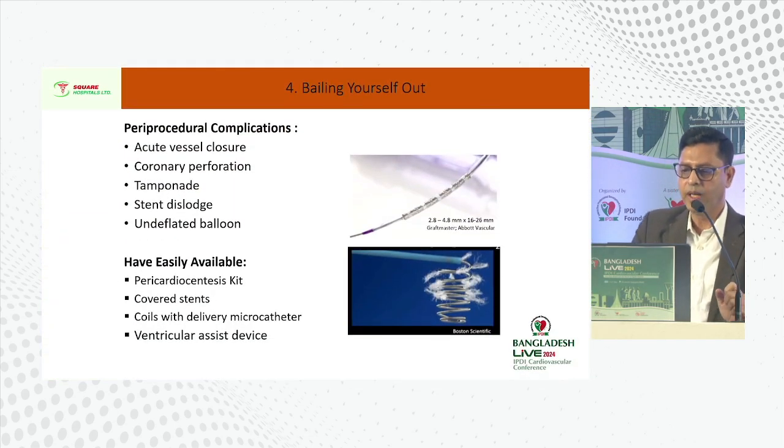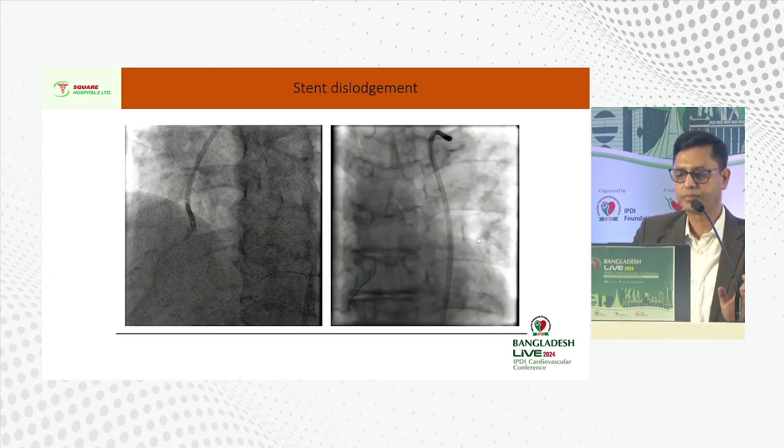And now the bailing yourself out. What are the procedural complications in complex lesions? Acute vessel closure, coronary perforation, cardiac tamponade, stent loss, undeflated balloon, and have easily available in your hands pericardiocentesis kits, covered stent, coils, and ventricular assist device in some centers also. Let us see the stent dislodgement, retrieval of the stent dislodgement here.